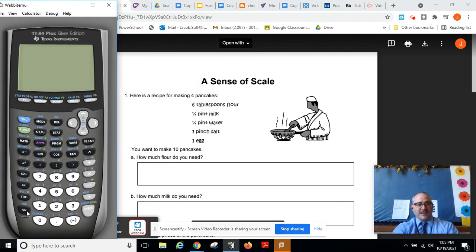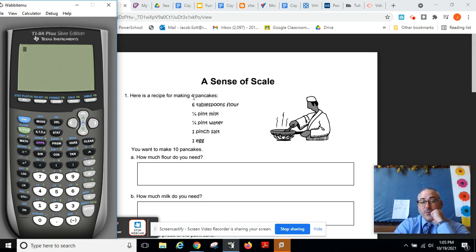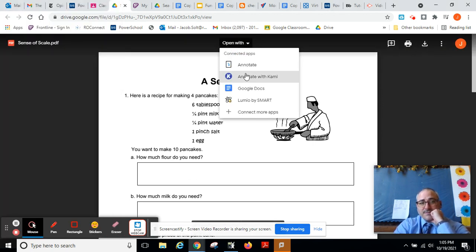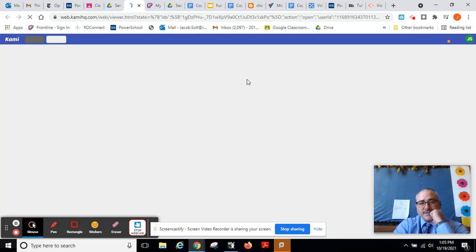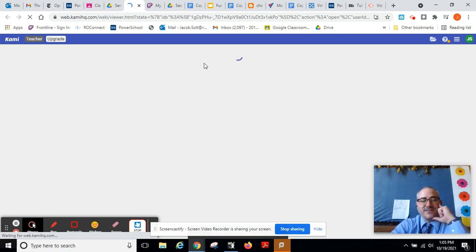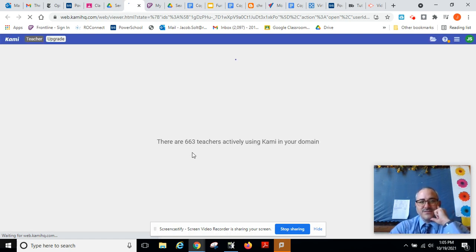So let me break out my math machine over here. Let me turn it on because some math might need to get done here. Right now, 6 tablespoons of flour for 4 pancakes. 6 tablespoons of flour for 4 pancakes. I want to annotate this, but I don't want to change what I've got. Oh, what the heck? My session expired. We're going to see if we can do this here. Okay.